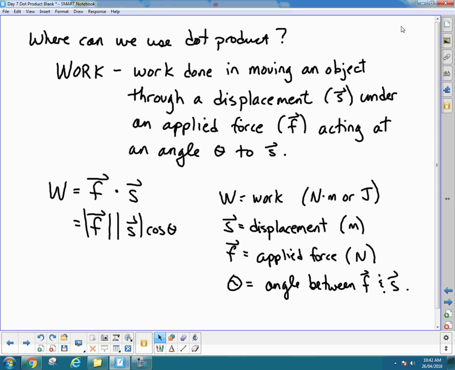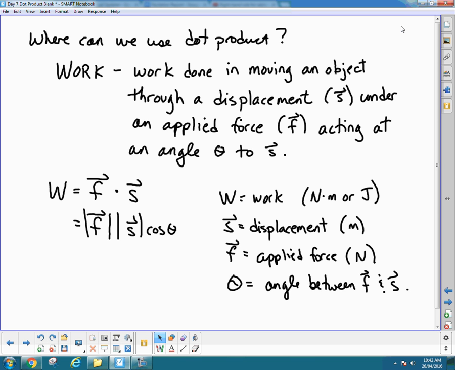So now the question begs, where can we use the dot product? There's a couple of spots, but today all we're going to look at is one particular example, and that is to calculate something called work. Now I know work is something that is maybe foreign to some of you who are watching the video.